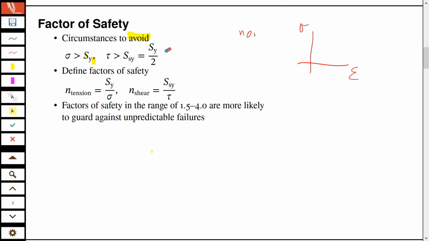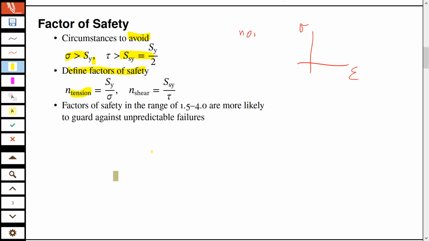To make sure this is ensured, you need to define a factor of safety. Because you would like sigma to be smaller than S_y, you can define this ratio and call it the factor of safety for tension. Compression will automatically be covered in this. It's a plus or minus: if tension is plus, compression is minus. So can you now tell me whether this ratio needs to be larger than 1 or smaller than 1? Tell me this ratio.